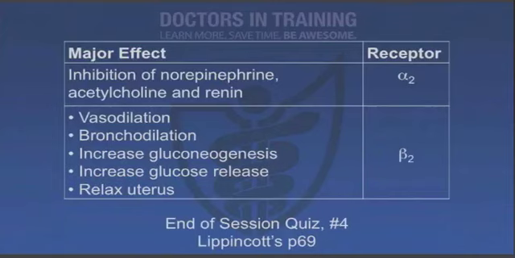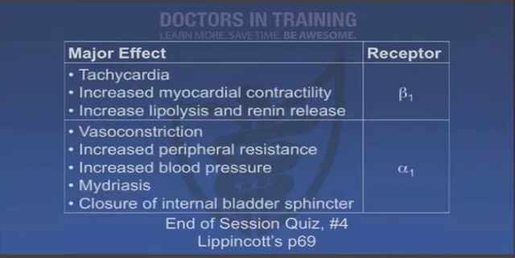So major effect, inhibition of norepinephrine, acetylcholine, and renin. So what's that? Alpha-2. Next, vasodilation, bronchodilation, that's the key, increase gluconeogenesis, increase glucose release, and relax the uterus. That's, of course, your beta-2. Next, tachycardia, increase myocardial contractility, increase lipolysis, increase renin release, beta-1. And then finally, vasoconstriction, increase peripheral resistance, that's the key, increase blood pressure, mydriasis, closure of internal bladder sphincter, alpha-1.